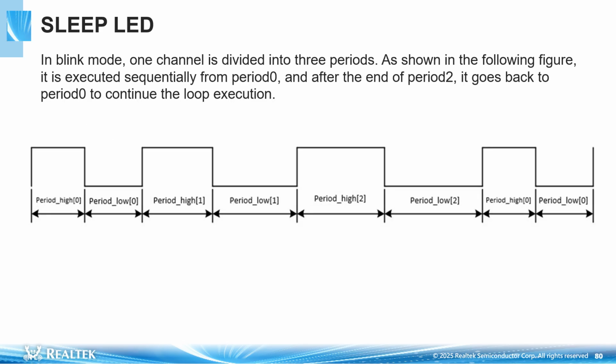In blink mode, one channel is divided into 3 periods. As shown in the figure, it is executed sequentially from period 0, and after the end of period 2, it goes back to period 0 to continue the loop execution.